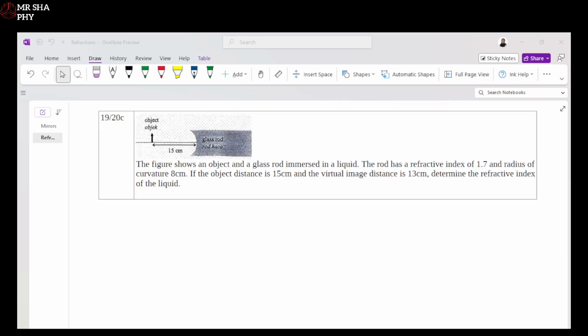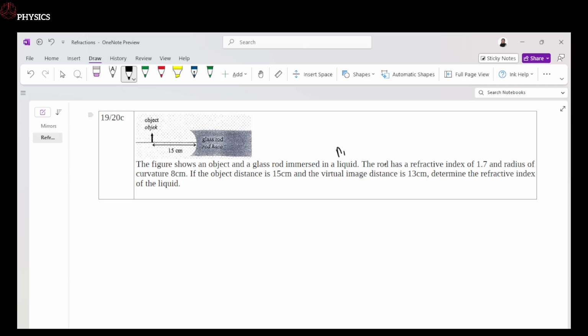Okay, so let us now proceed to the second sample problem that we're going to discuss in this video. The question given is from PSPM 2, 1920. It says that the figure shows an object and a glass rod immersed in a liquid. So where's the object? The object is in the liquid. So the liquid has N1.